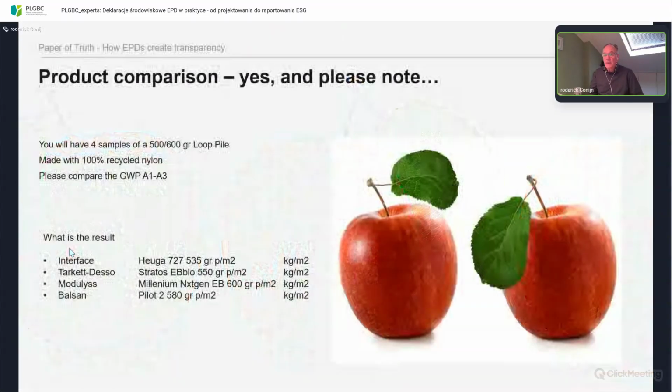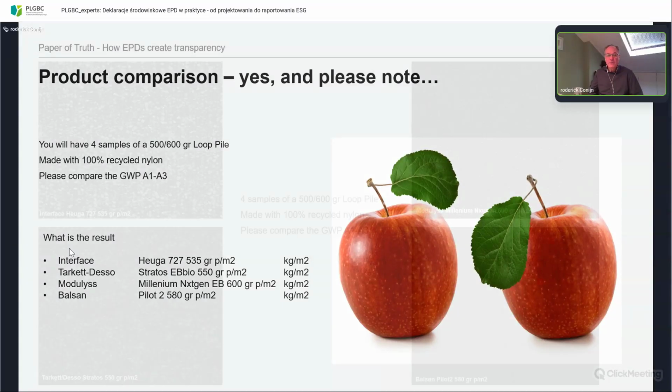What I've done, I've looked at 4 products in the market which have almost the same look and feel, being our Yuga 727, the Target Deso Stratos, the Modulus Millennium Next, and the Balzan Pilot 2. They are all a level loop pile between 500 and 600 grams with 100% recycled nylon. But what will be the difference in the carbon footprint, the GWP A1 to A3?